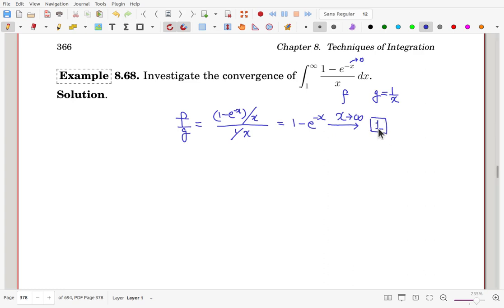So the behavior of convergence is the same, but we know that the integral of g, 1 over x, is divergent, so this integral must be divergent.